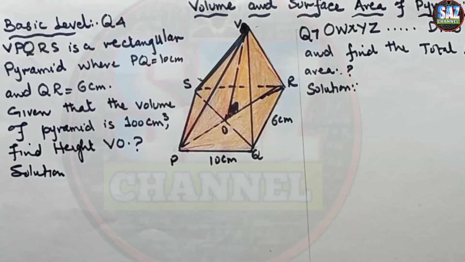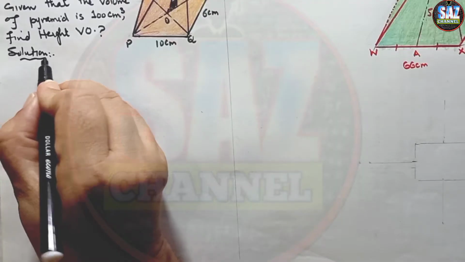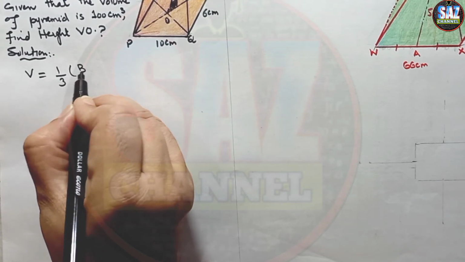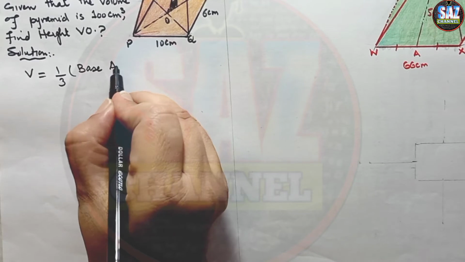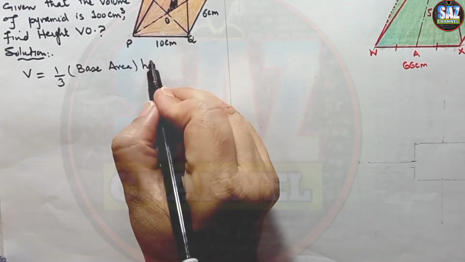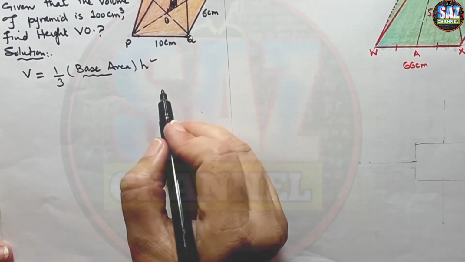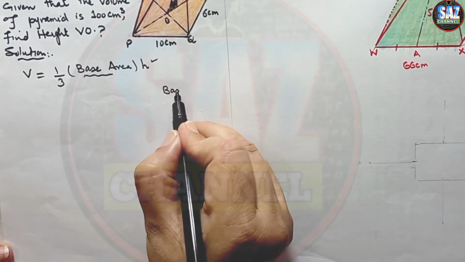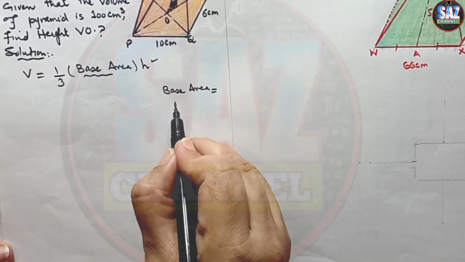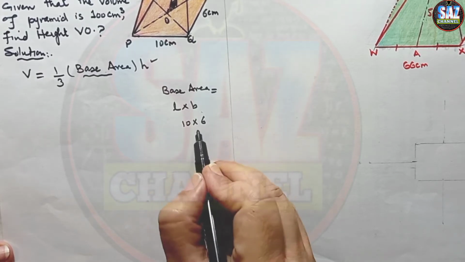We know that formula for the volume of pyramid is volume of pyramid equals to 1 by 3 into base area multiplied by height of pyramid, which is a requirement of the question. Here we have to find the value of base area as well. So we can find the base area in the beginning. Base area equals to area of rectangle, which is equal to L cross B, and which is equal to 10 multiplied by 6, and which is 60.